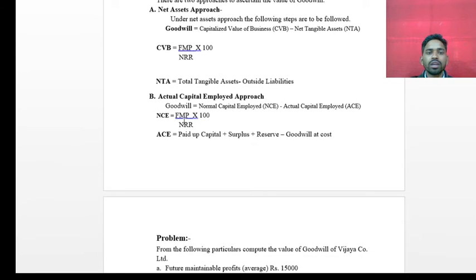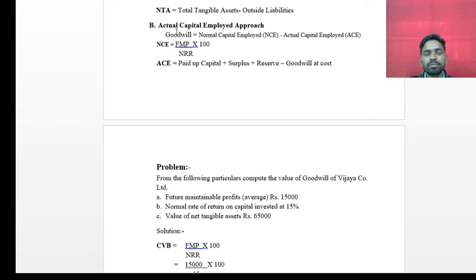Now see the formula for the actual capital employed approach. Goodwill is equal to normal capital employed minus actual capital employed. Actual capital employed is ACE and normal capital employed is NCE. For calculation of this goodwill we should know the NCE. How to calculate NCE? Future maintainable profits divided by normal rate of return into 100.